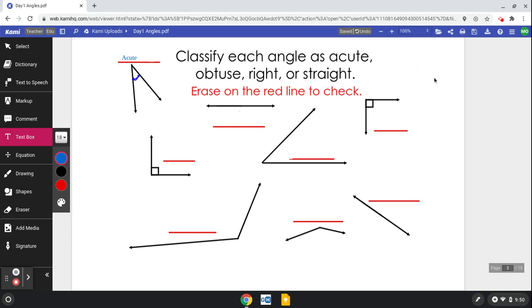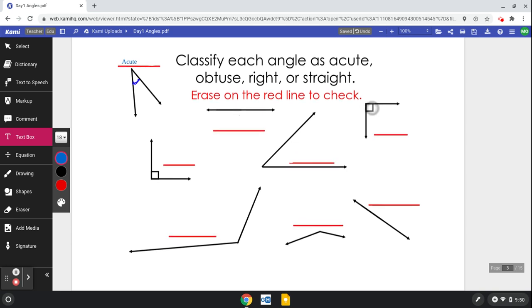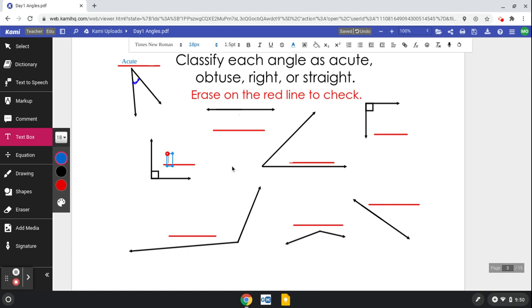All right, how do we know something is 90 degrees? Well, a right angle always has this little square like we have on this one and the little square we have on this one. That means they are 90 degrees. So both of those are right angles.